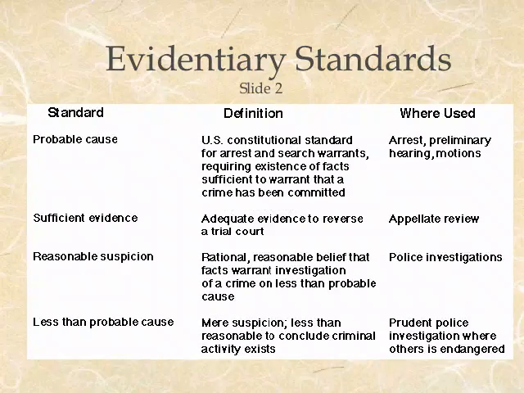Next level or standard is probable cause, and this is the standard we use for making arrests and search warrants. Sufficient evidence is adequate evidence to reverse a trial court. This is used in appellate review. Reasonable suspicion is what we use to detain people. It's usually used in police investigations. And less than probable cause is mere suspicion, and we might use it for investigations, but we don't stop or detain people based on that standard.